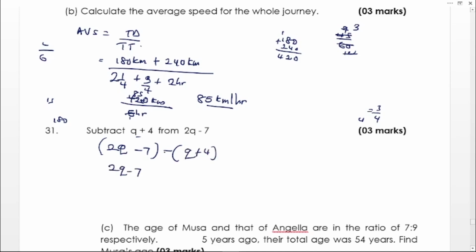2q minus 7, negative times this one, we get negative q, negative with the positive, negative, and a 4. Collect like terms, 2q minus 7 minus 4. Now we have q minus 11. So this is our balance there.